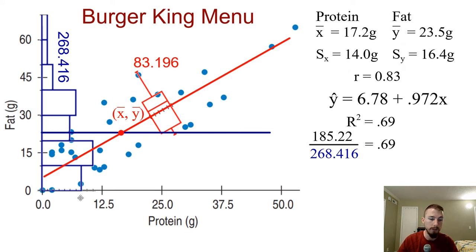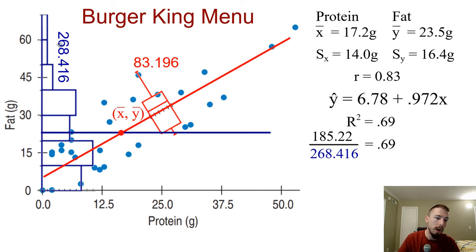So the further that we get away from the mean of the protein, the further we can get away from the mean of the fat content as well, by using the correlation coefficient as kind of like our scale factor, in other words, okay? That allows us to have that much confidence to be able to deviate that many standard deviations from the mean.